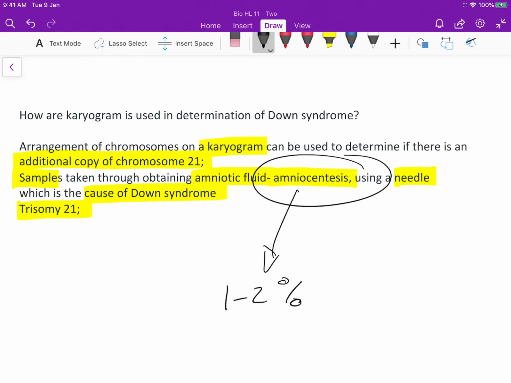So many people don't want to do it unless there are other signs, and they have these through blood tests. So blood tests give an indication. And that's it.